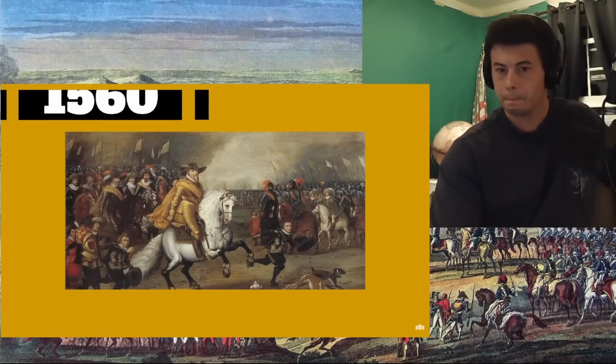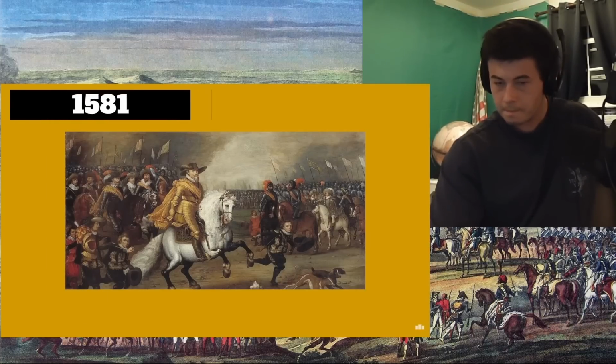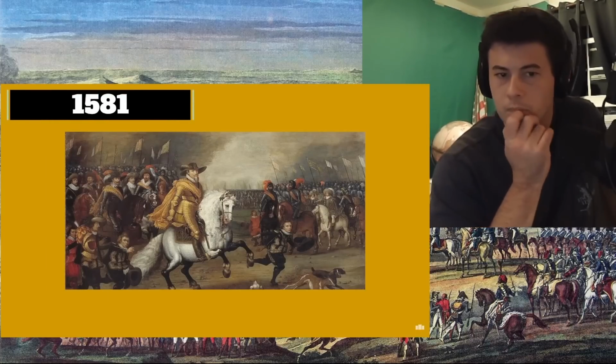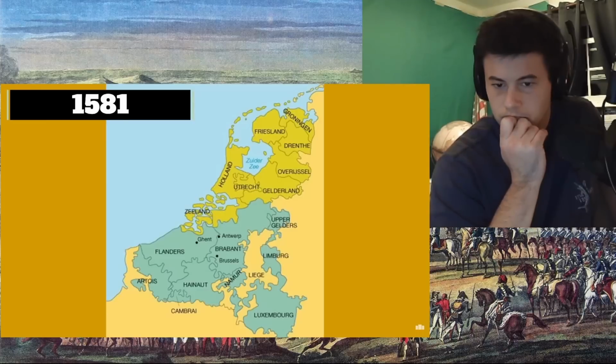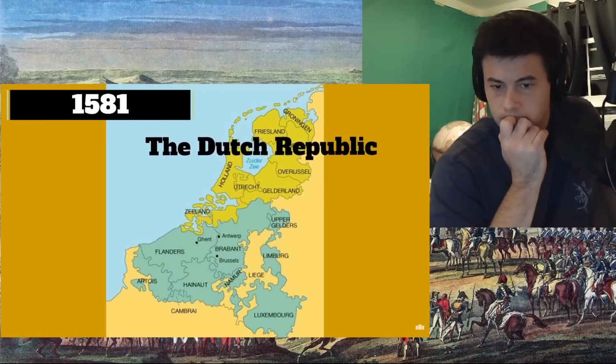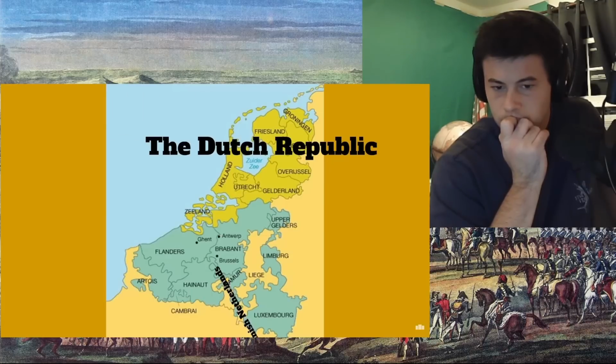William the Silent sided with the rebels, and in 1581 they were successful. The northern provinces became the Dutch Republic, also known as the United Provinces, and the southern provinces remained under the control of Spain.